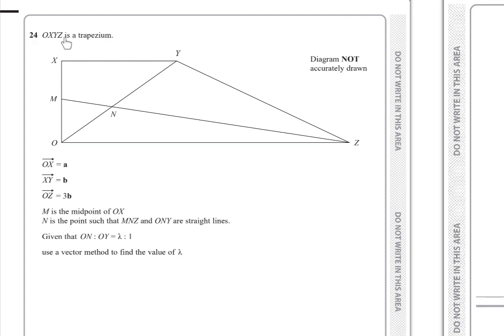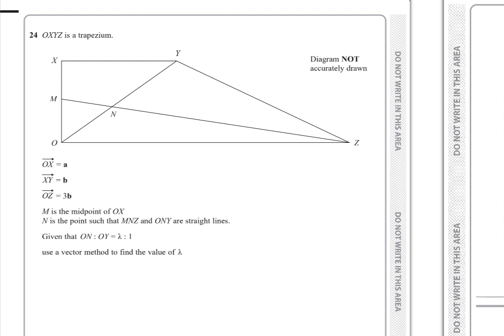24. OXYZ is a trapezium. OX equals vector a, XY equals vector b, OZ equals 3b. M is the midpoint of OX. N is a point such that MNZ and ONY are straight lines. Given that ON to OY equals lambda to 1, use a vector method to find the value of lambda.